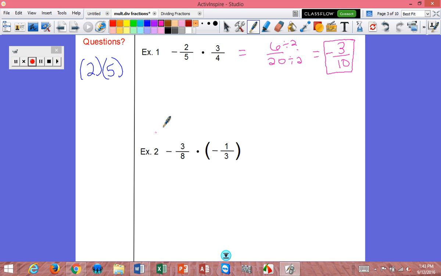Alright, example 2, we have -3/8 times -1/3. So again, I'm multiplying the numerators. So 3 times 1 gives us 3. And then in the bottom, in the denominator, 8 times 3 equals 24. 3 and 24 can both be divided by 3. And that would be 1/8. We have a negative times a negative, same signs, so our answer is positive.